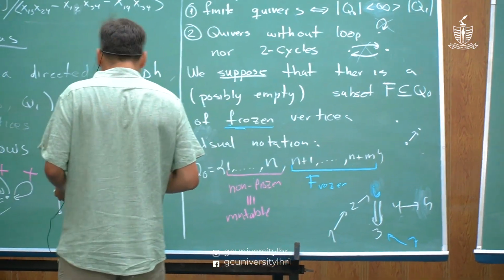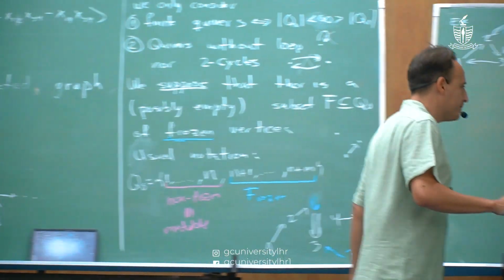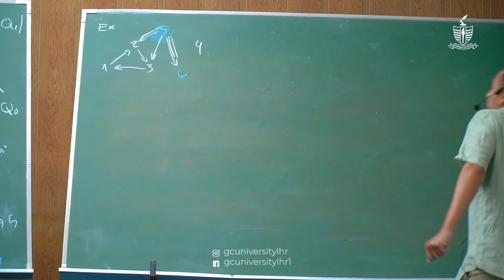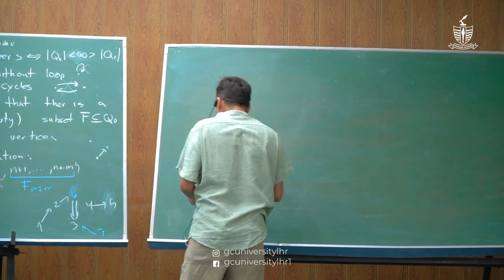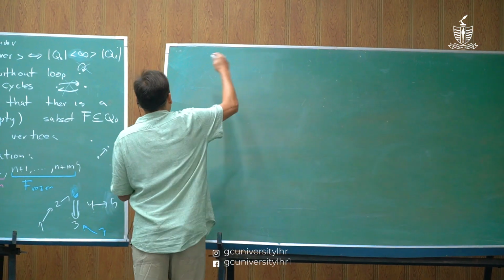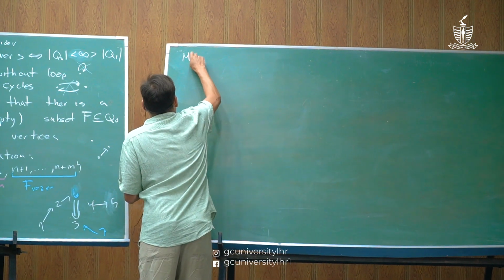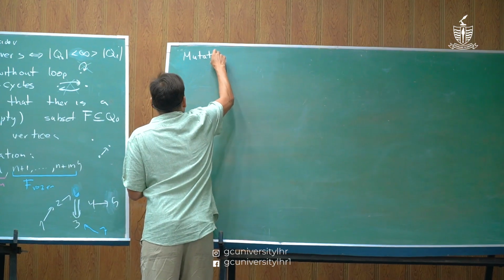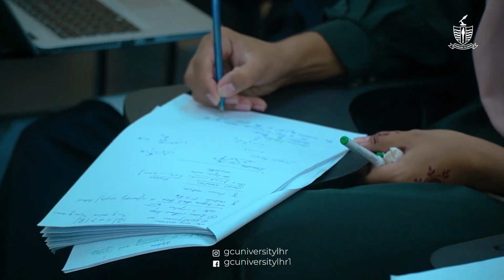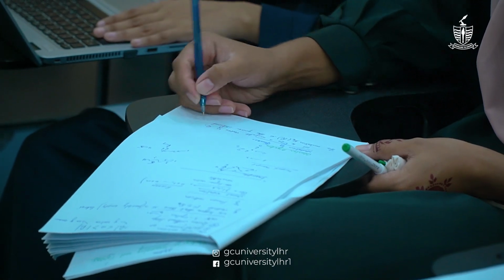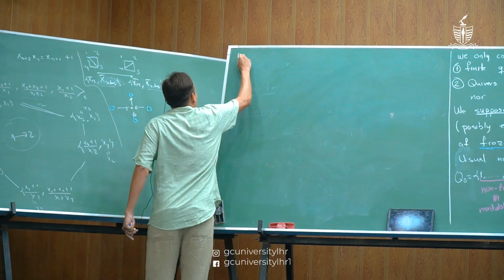So, the definition of the cluster algebra, okay? In order to define a cluster algebra, I need to define mutation of quivers. It's a very easy algorithm. So let's do an example.